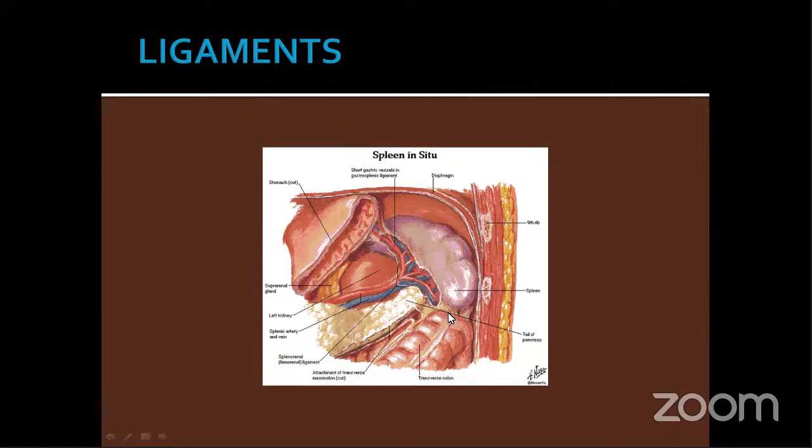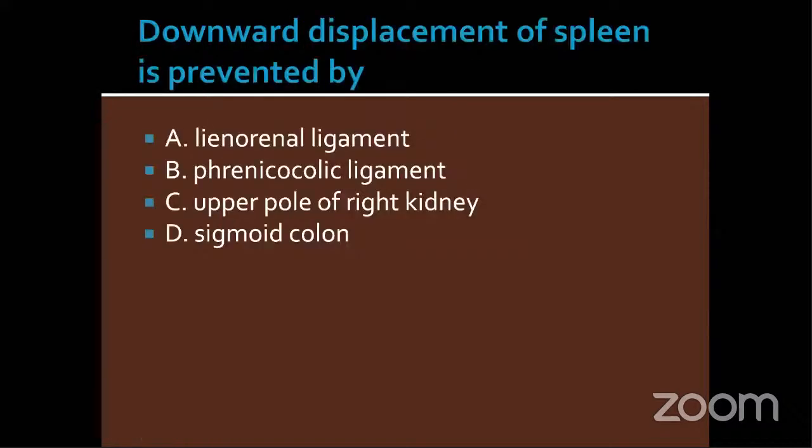So it is the ligament connecting the colon and the spleen. There is also a phrenicocolic ligament, gastrocolic ligament, and multiple ligamentous attachments, which prevent the displacement of the spleen.